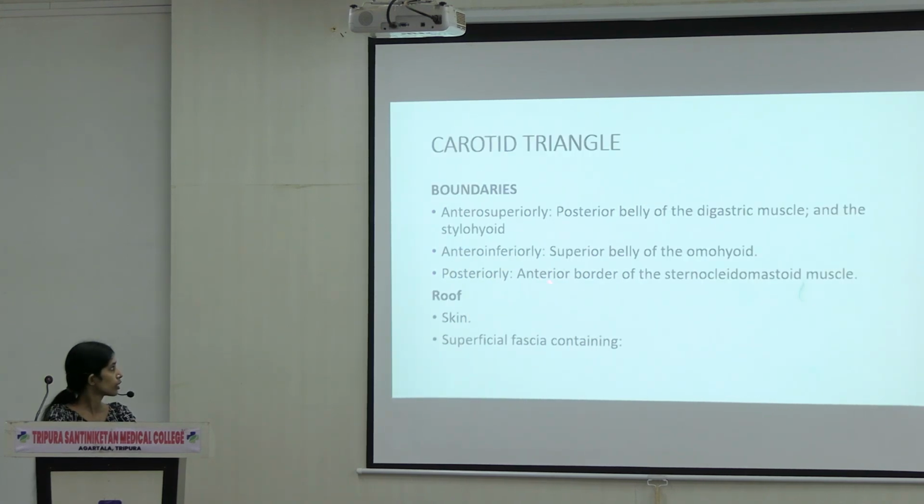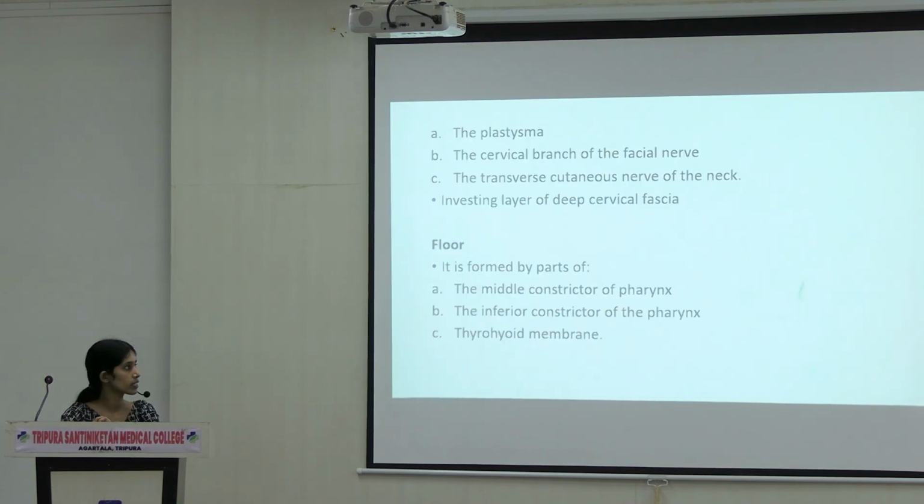Okay. Remember, anterosuperiorly it is bounded by the posterior belly of the digastric muscle. Antero-inferiorly it is bounded by the superior belly of the omohyoid muscle. Posteriorly it is bounded by the anterior border of the sternocleidomastoid muscle. Then we have skin, superficial fascia and deep fascia. In superficial fascia we can see the platysma, cervical branch of the facial nerve and also the anterior cutaneous nerve.